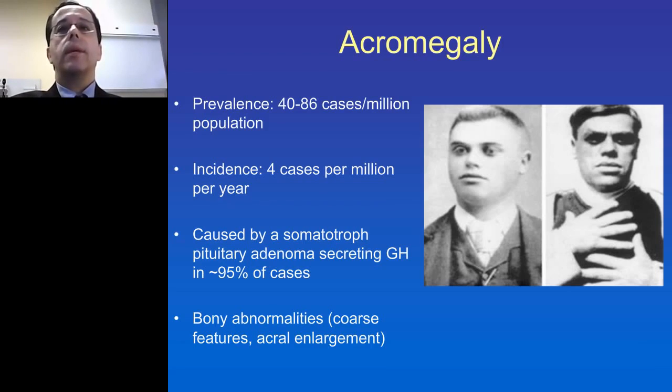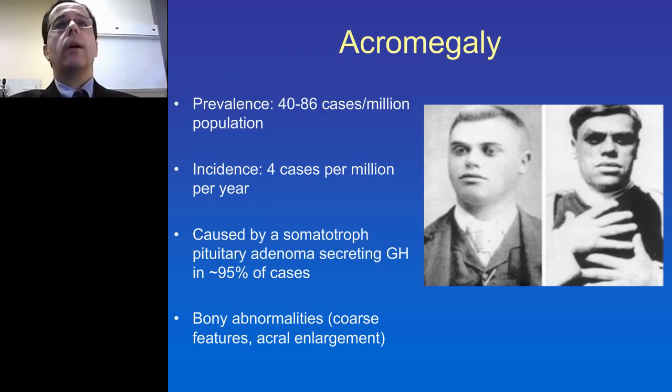And as you can see, it can cause bony abnormalities. The pictures are of a very famous patient. It was in fact Harvey Cushing's first patient with acromegaly, who underwent pituitary surgery by Cushing. You can see the patient before and after the diagnosis of acromegaly. There are evident bony abnormalities with a thickening of the nose and lips, and broadening of the jaw, and enlargement of the hands.